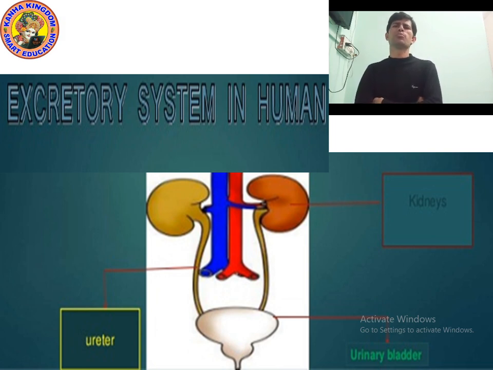The waste present in the blood has to be removed from the body. So how can it be done? The waste present in the blood can be removed through a system called the excretory system. This is done by the kidney. In the kidney many thin tubes are present. These thin tubes are called blood capillaries.